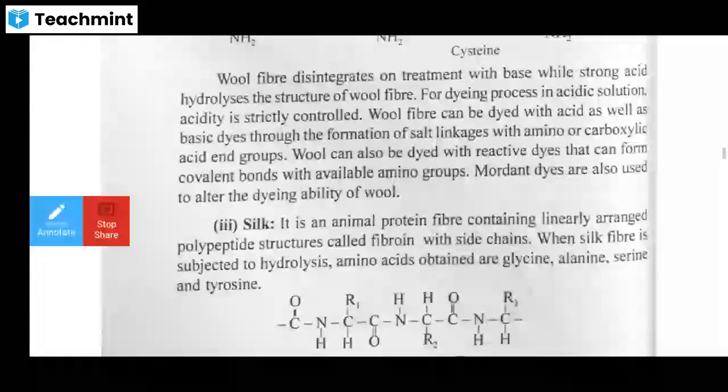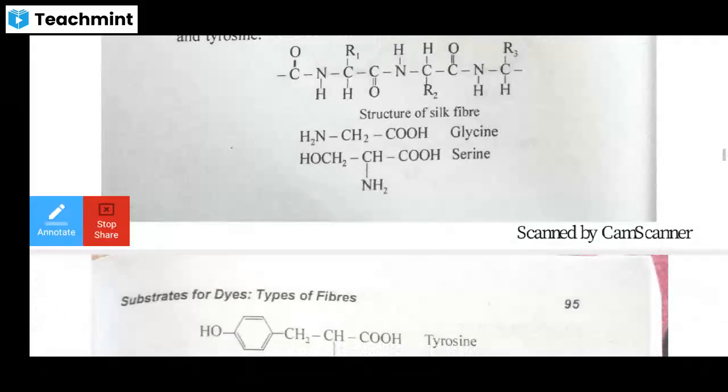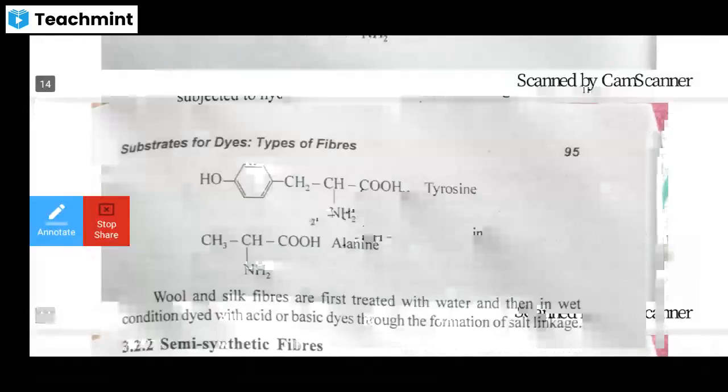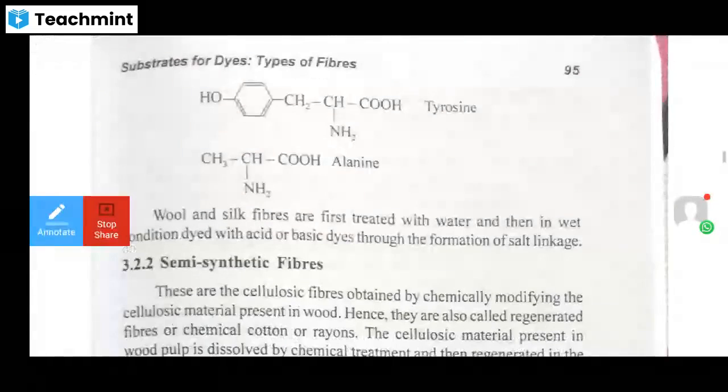Next is silk. Silk is also one of the important and very expensive types of animal fibers. It is also a protein fiber containing linearly arranged polypeptide structures called fibroin with side chains. When silk fiber is hydrolyzed, the amino acids obtained are glycine, alanine, serine, and tyrosine. These amino acid structures form polypeptide chains, and these polypeptide chains give color to the silk. Silk is woven into fabrics.